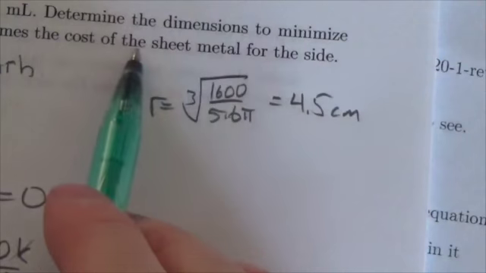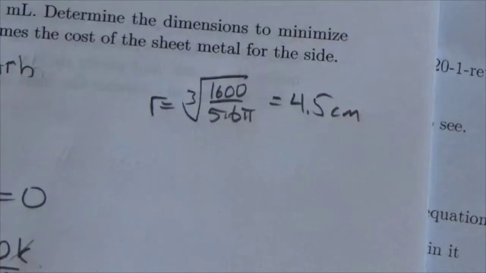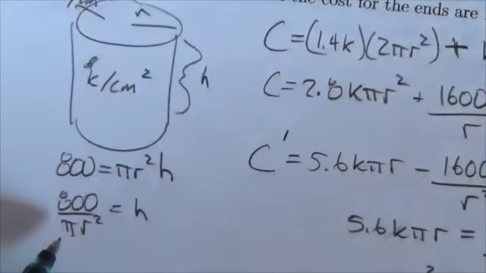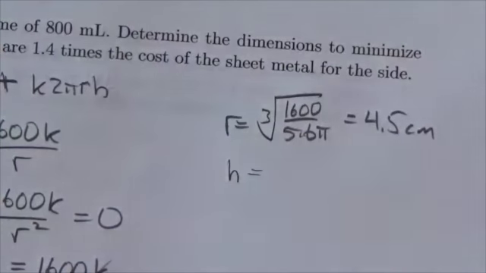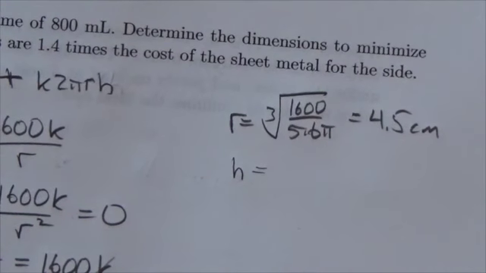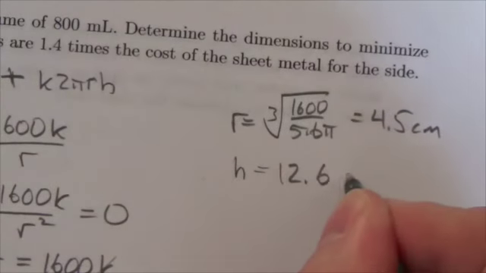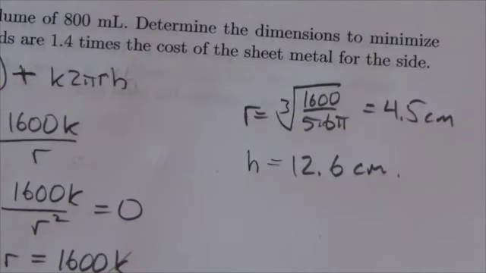We want to know, it says here, determine the dimensions that minimize the cost. So there's r. If I want to get h, I've got to go back to this expression way back here. That's 800 over pi r squared. And so h will equal 800 divided by pi times the radius squared. And so that is going to be roughly 12.6 centimeters. And there you go. Those are the dimensions of the can related to a minimum cost of production.